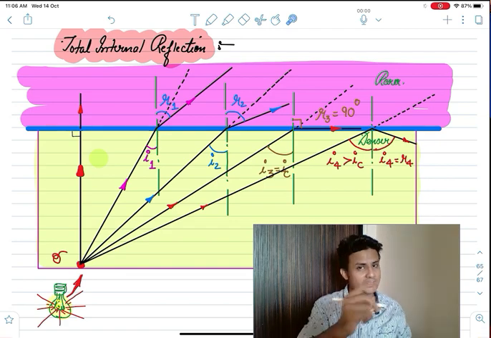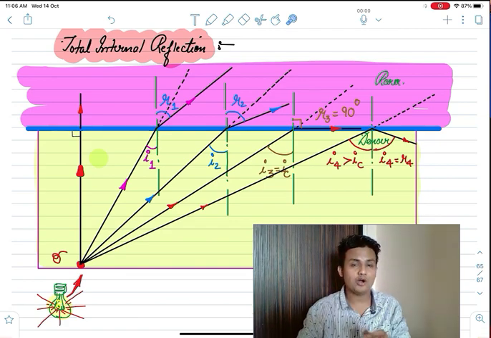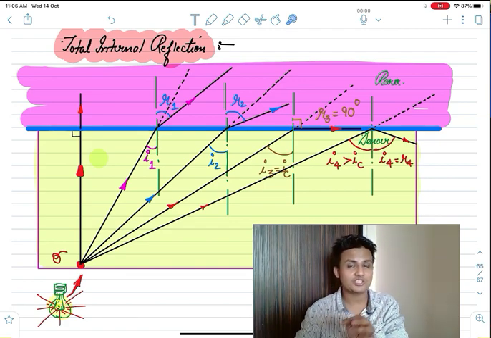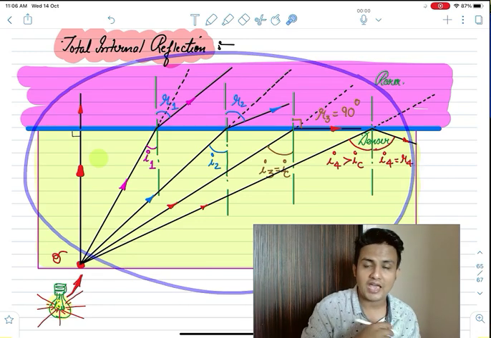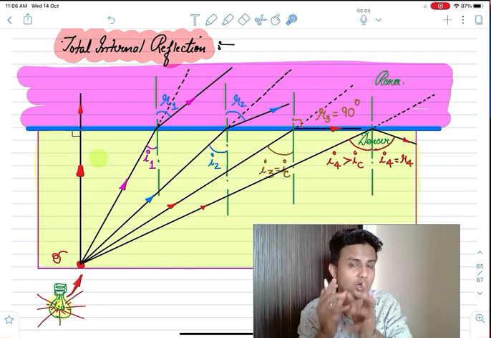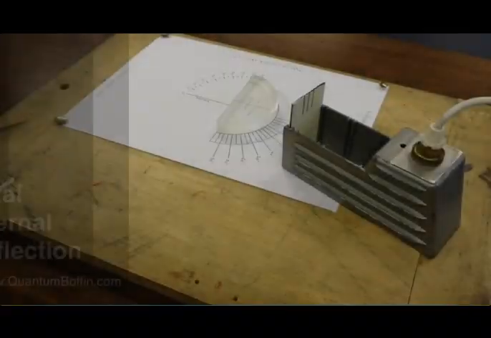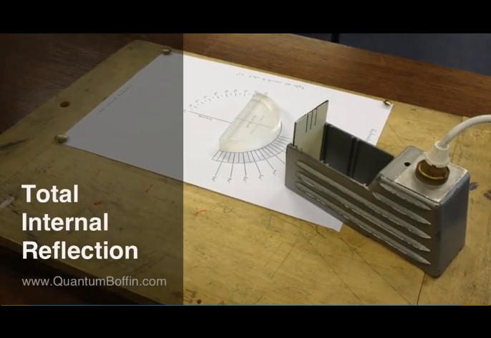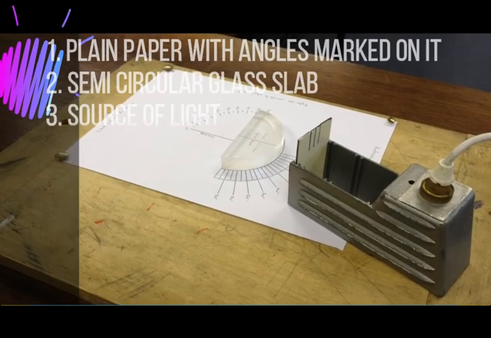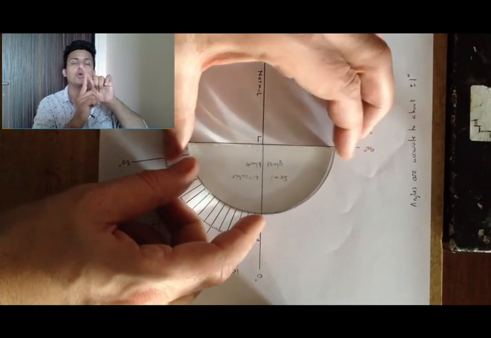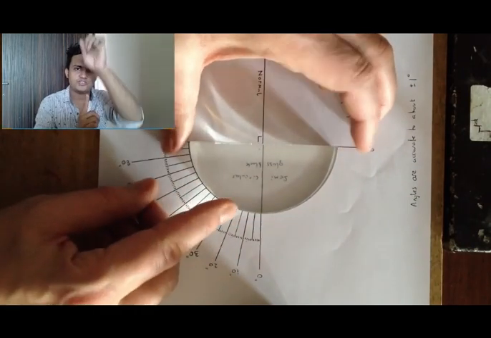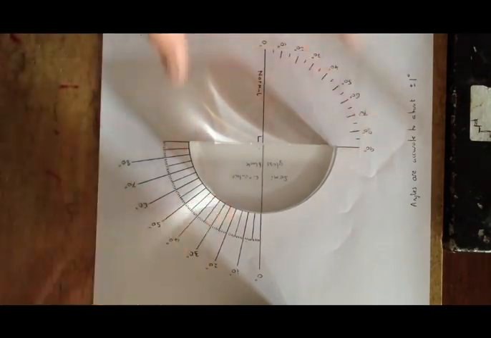Now let's see how total internal reflection actually looks in real life. This is the main diagram, and looking at it I'll tell you how it looks. We'll start with the setup. I've taken three things: one, a plain paper on which the angles on both sides are marked; second, a semicircular glass slab; and third, a source of light. When the source of light is incident going straight, there is a 0 degree angle of incidence and 0 degree angle of refraction.